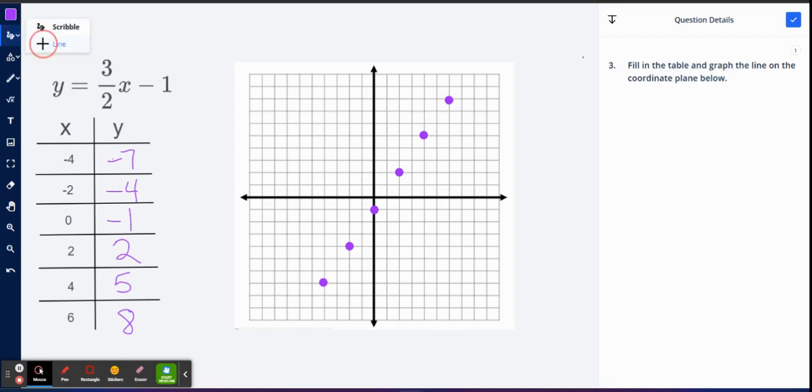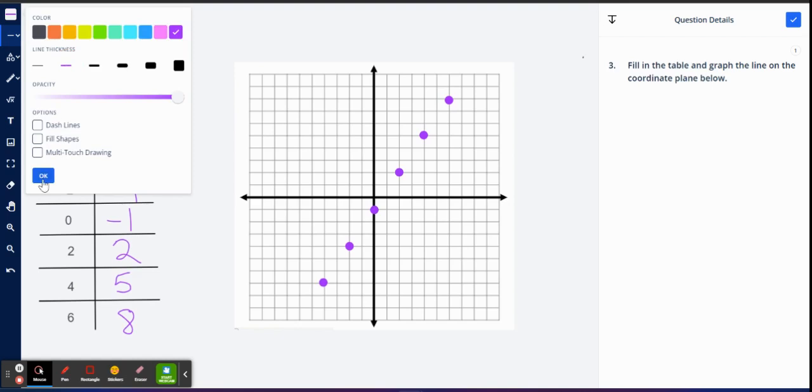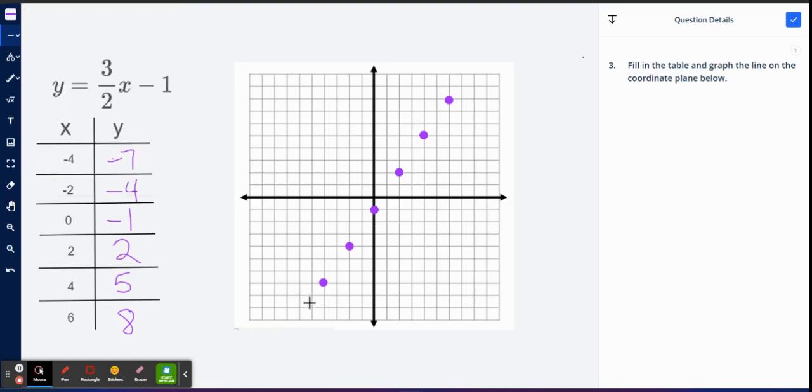So instead of the scribble, I'm going to do a line, change it back to this thickness. I like that one. The other one's too thin. All right. Connect the dots. Make sure you put your arrowheads so that it shows it goes to positive infinity and negative infinity. And again, we have another increasing function. It's going up and right.